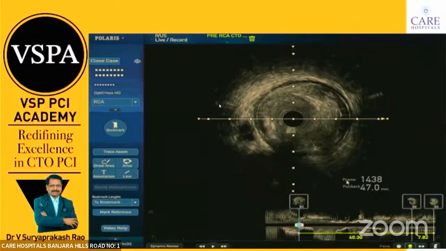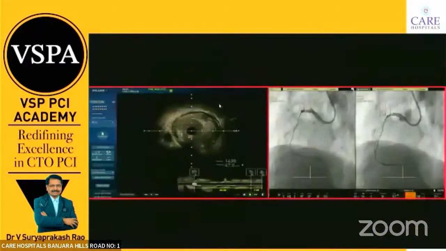What do you feel? I think one, because there is a long segment, one can measure that because you have an automated pullback. What was the length of the lesion, Mr. Ravi?